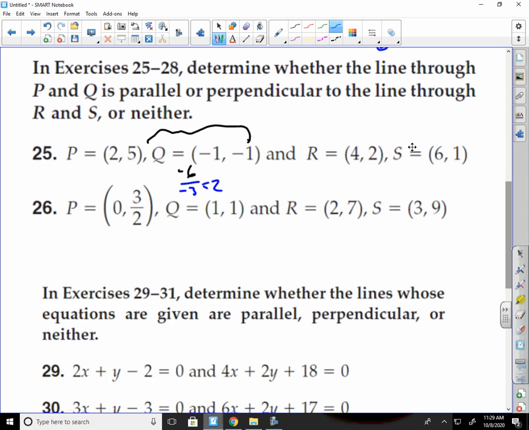Now let's check RS. 1 minus 2 is -1. 6 minus 4 is 2. If it's perpendicular, it's the opposite reciprocal. So this is 2/1, which means we flip it and make it negative. It gives me -1/2. So these are perpendicular.